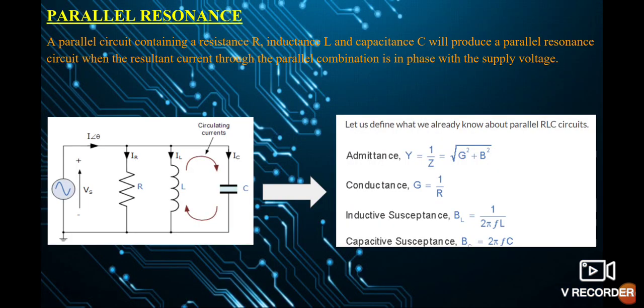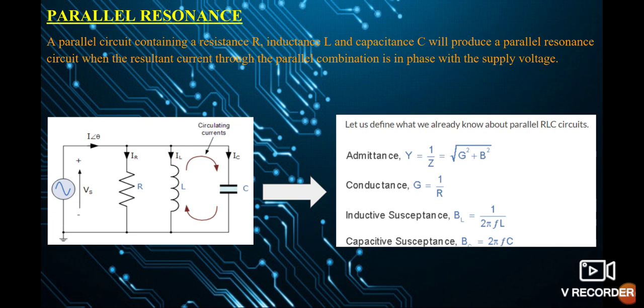So what is basically a parallel resonance? A parallel circuit containing a resistance R, inductance L and capacitance C will produce a parallel resonance circuit when the resultant current through the parallel combination is in phase with the supply voltage.